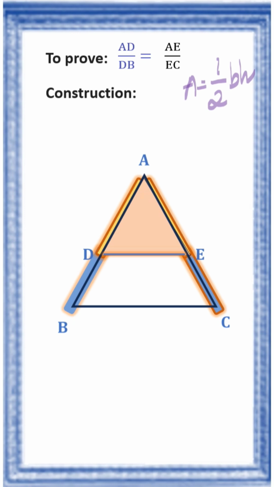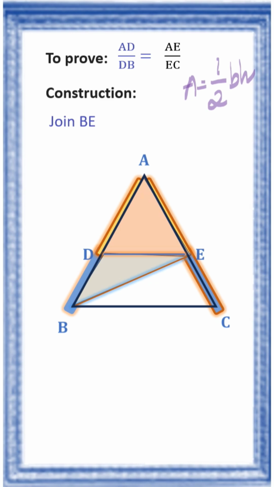Okay. Now, no worry. With the base DB, we have to construct a triangle. Which triangle? DBE. So now we have to join the points D and E. So join BE, because now we have two triangles ADE and BDE. We can take the ratios of these two triangles to get AD by DB. I'll explain it later. Just concentrate on this one.